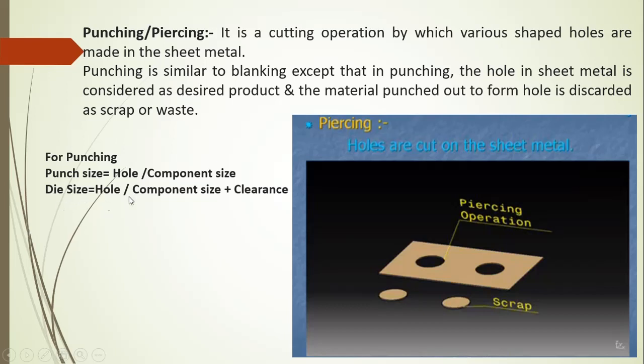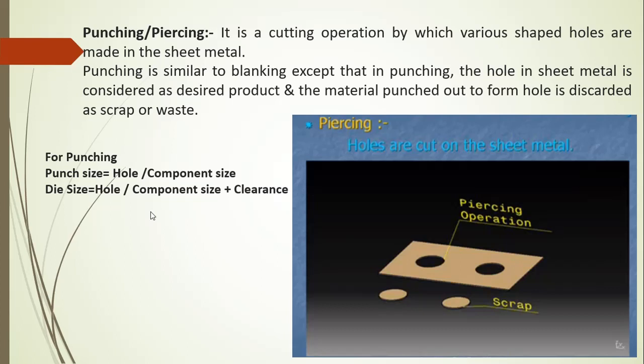The die size is equal to the hole size plus clearance. Suppose you consider a clearance of 0.2 mm, then the hole size is 20, so 20 plus 0.2, that is, the die size will be 20.2. Okay, this is the basic difference between the punching and blanking operations.